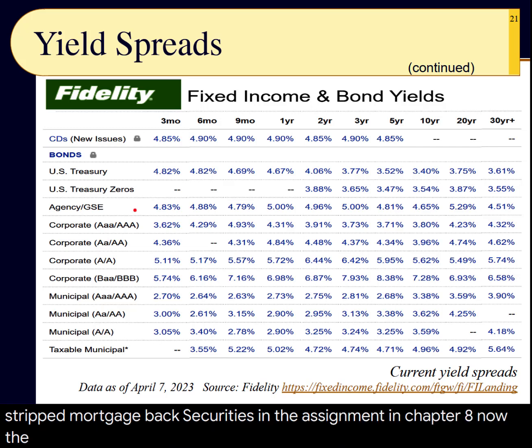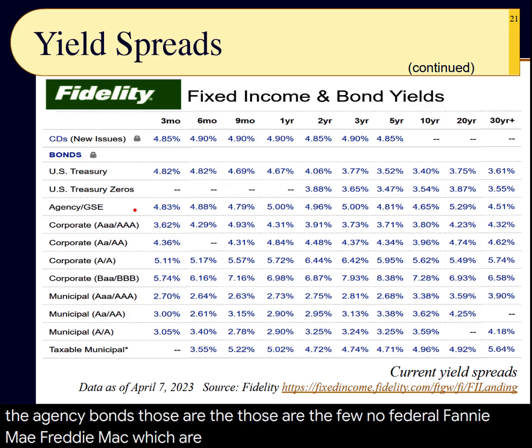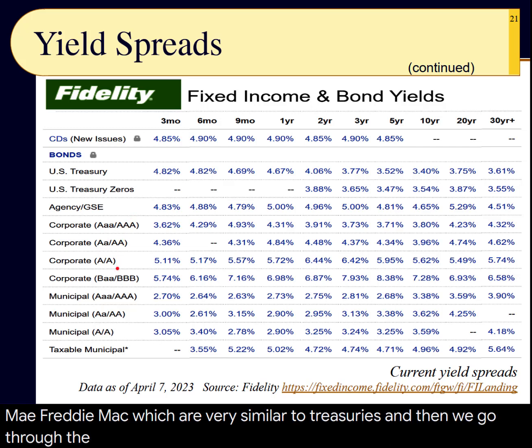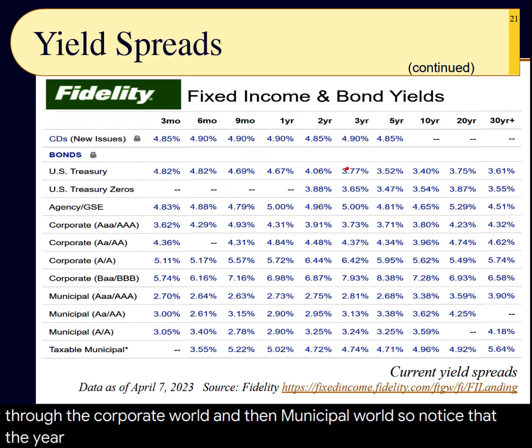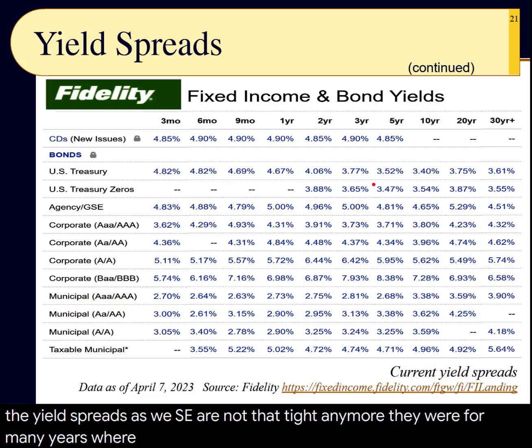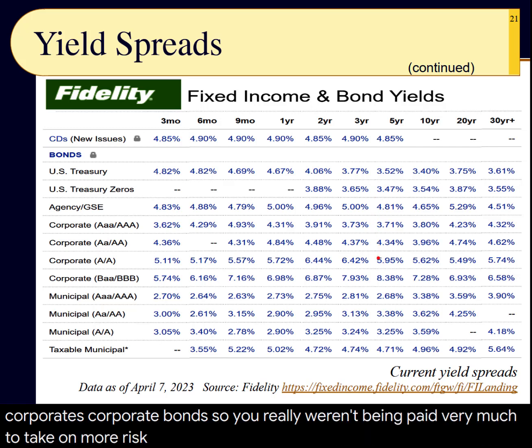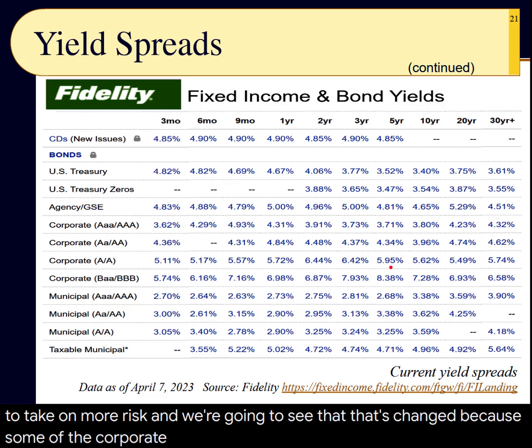Now, the agency bonds, those are the Federal Fannie Mae, Freddie Mac, which are very similar to treasuries. And then we go through the corporate world and then municipal world. So notice that the yield spreads, as we say, are not that tight anymore. They were for many years, where treasuries were not paying that much less than corporate bonds. So you really weren't being paid very much to take on more risk. And we're going to see that that's changed because some of the corporate bonds are now paying a lot more.